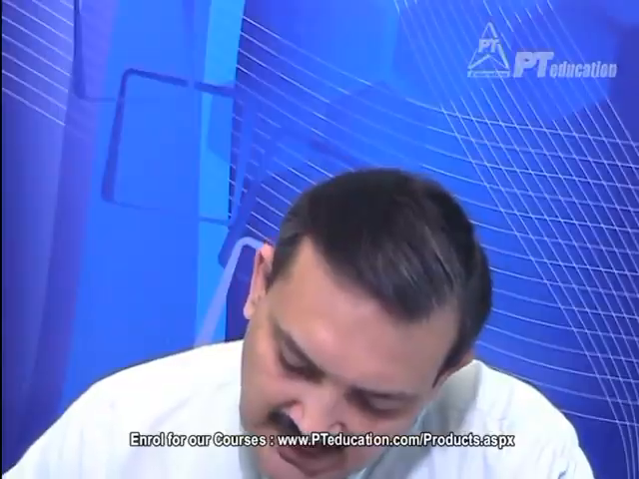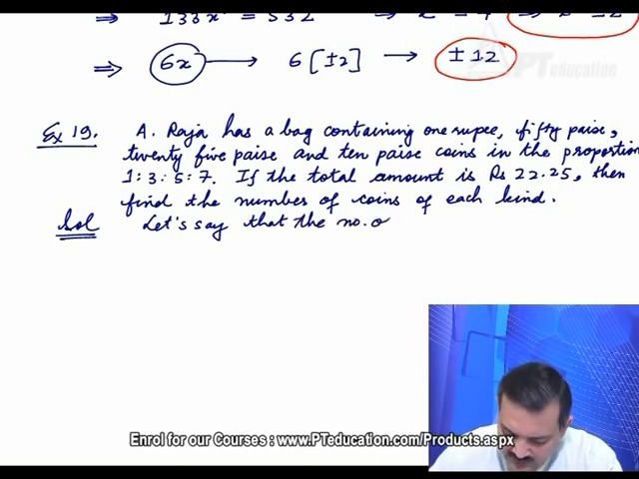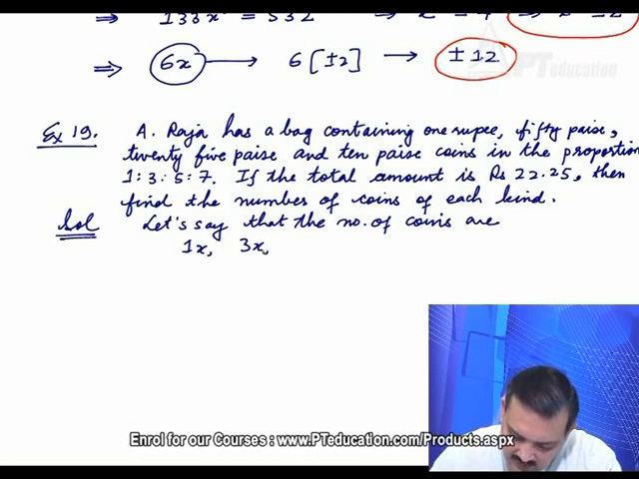Solution. In the earlier question of this variety, since the number of coins of each type was the same, we had taken x as the number of coins. But here, the number of coins itself has changed. So here, the solution will be slightly different. Let's say that the number of coins are 1x, 3x, 5x, 7x.